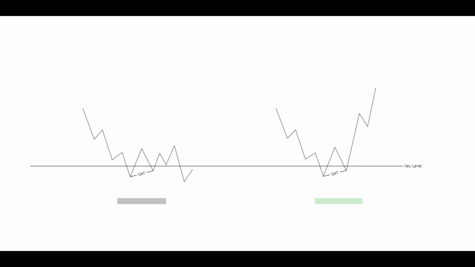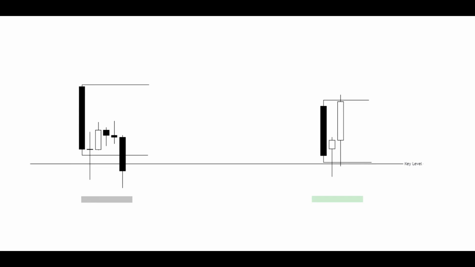Here's another graphic that shows the importance of time. You can see that on the right, the CRT was purged at a key time, and after that, price went out to take out the opposing range high, and it worked out, right? But in the graphic on the left, you can see that the CRT was not purged at a key time, right? That's why it only reached the 50%, but then it reversed and took out the low.